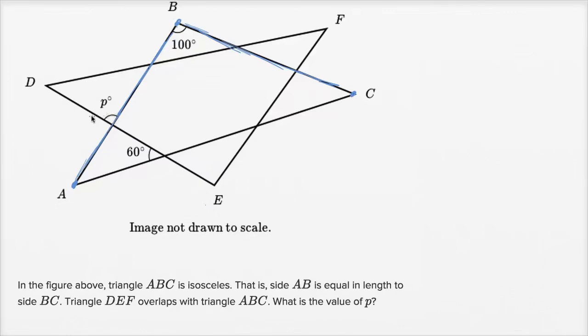All right, let's work through this. So ABC is an isosceles triangle, and I'm going to draw it separately here. This is an isosceles triangle. And in an isosceles triangle, if these two sides are congruent, then these base angles are going to be congruent. And they already tell us that this angle up here is 100 degrees.